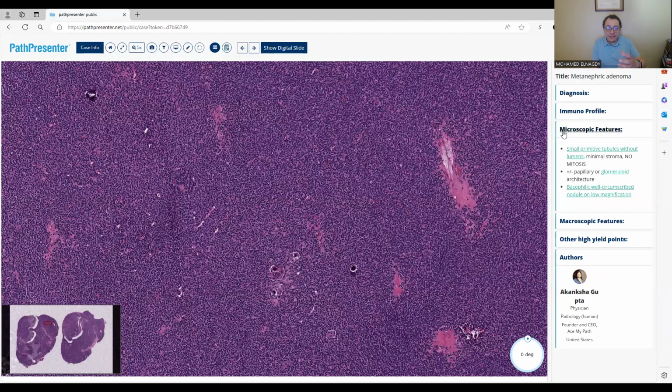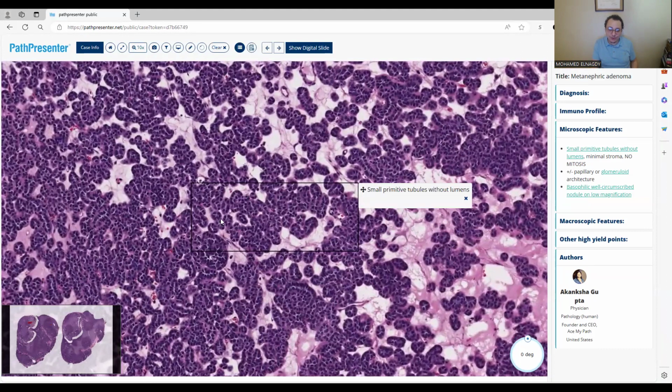Sometimes they make it so fancy. You see, they give you the microscopic features, and when you click on any one, like small primitive tubules without lumen, boom, they highlight it for you. See? Wow, this is very fancy. You see the highlighted area showing the feature.